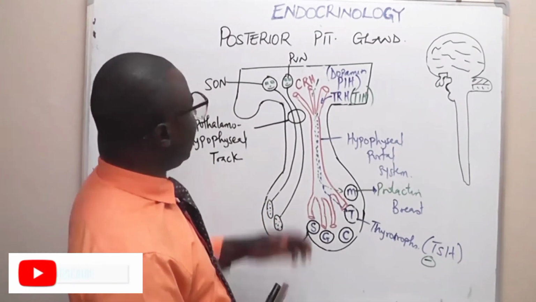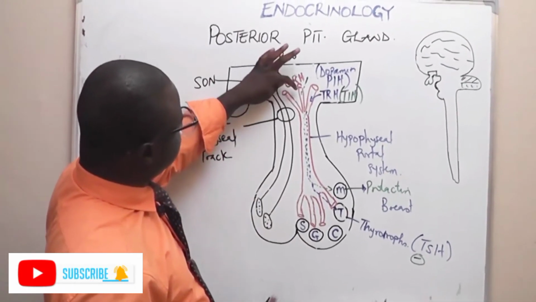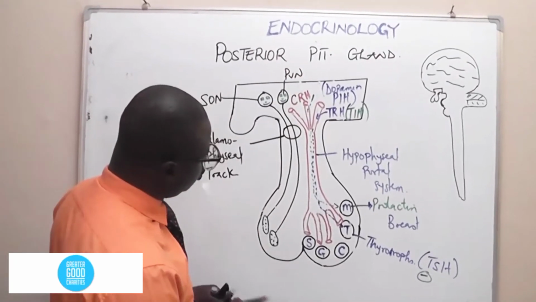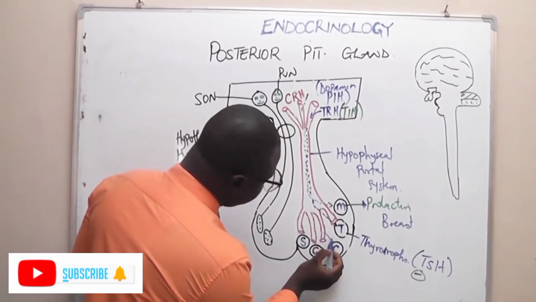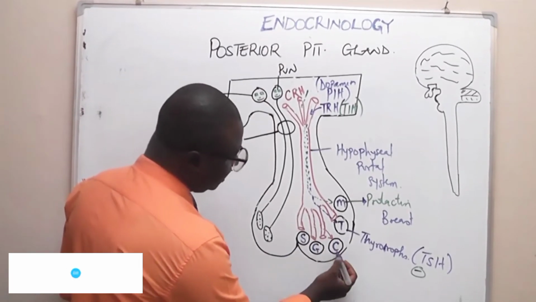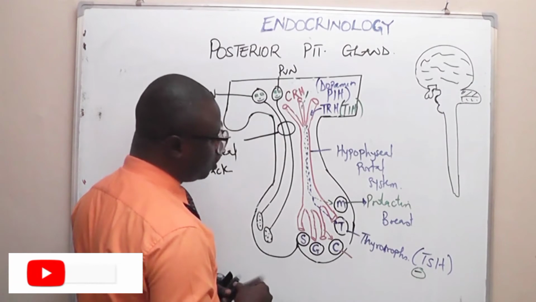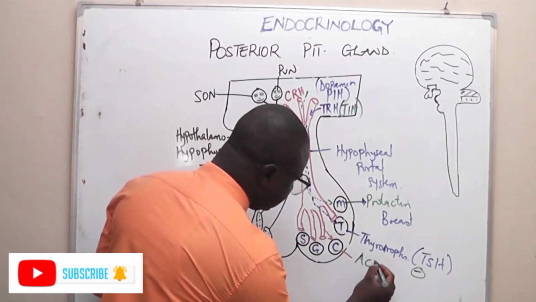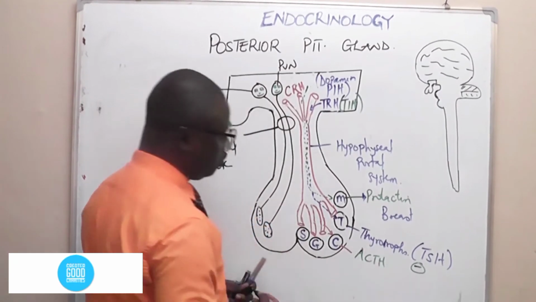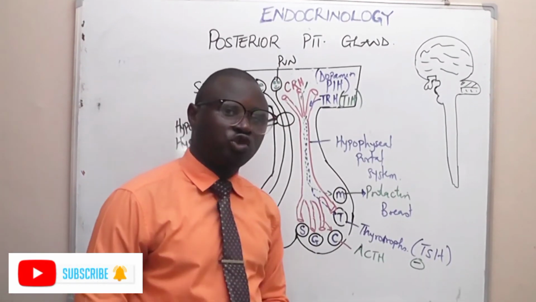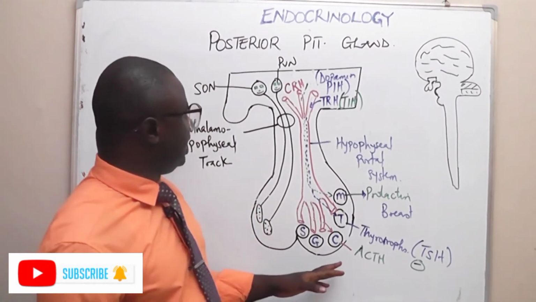Corticotrophin releasing hormone is secreted into this portal system, and then taken to these cells. This is corticotroph. And when this happens, this corticotroph releases another hormone known as ACTH, which is adrenocorticotrophic hormone. So what did I say again?